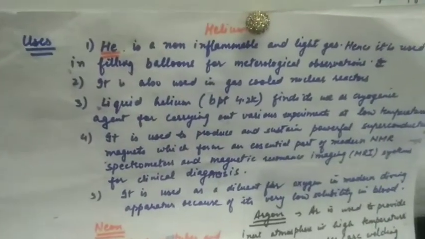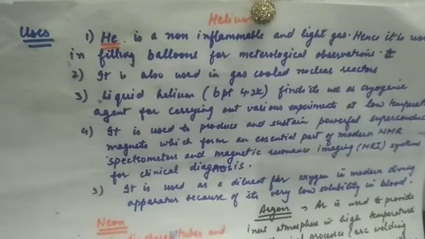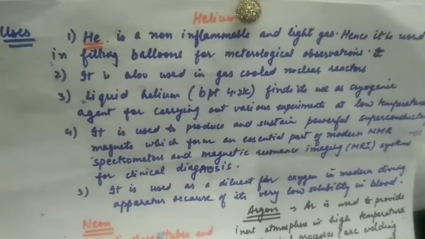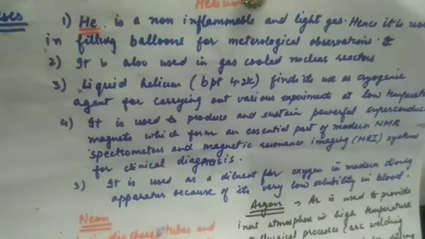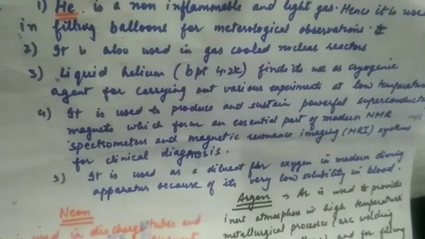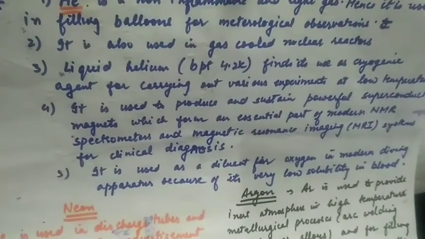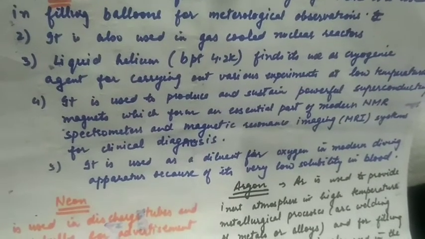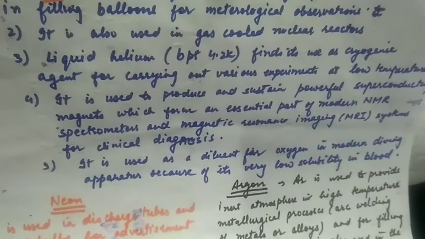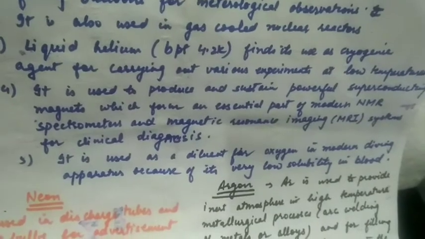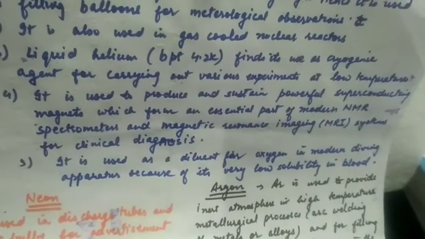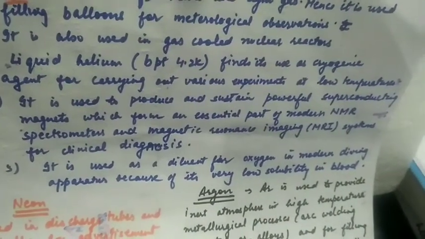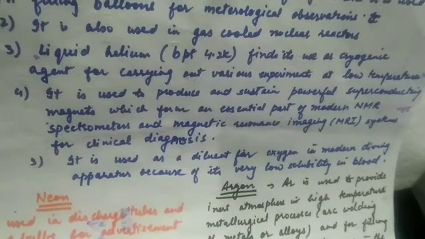Uses of noble gases. Helium. Helium is non-inflammable and a light gas. It's used in filling balloons for meteorological observations. It is also used in gas-cooled nuclear reactors. Liquid helium, boiling point 4.2 Kelvin, finds its use as a cryogenic agent for carrying out various experiments at low temperatures.